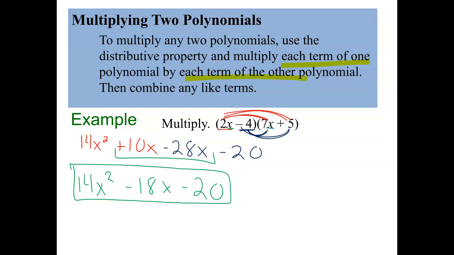X times x is x squared. Okay, all right. Because remember we got x to the first, add them. Right. Okay. Any other questions? So no matter how complicated it gets, this is what it breaks down to. Distribute each term in the first to everything in the second.